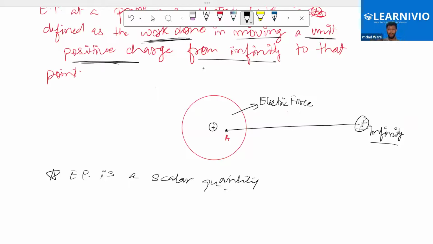What is a scalar quantity, sir? What are you asking? What is a scalar quantity? Yes. Vector quantity, scalar quantity. No, I don't remember.